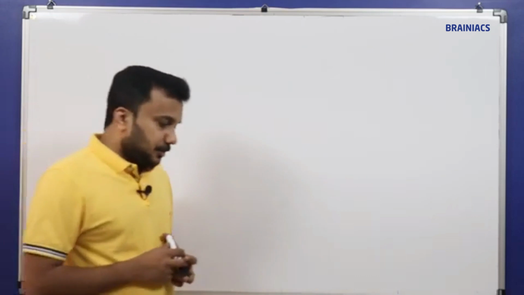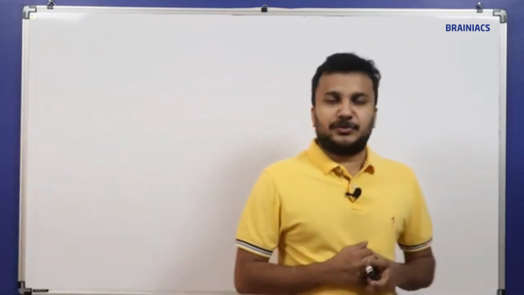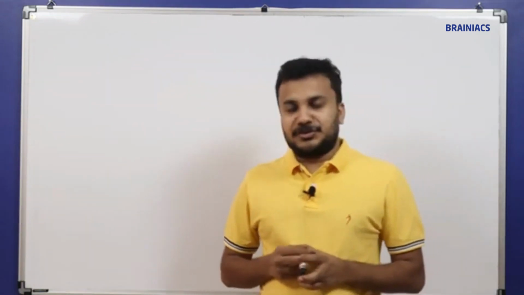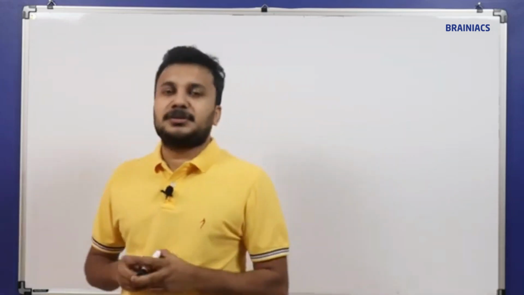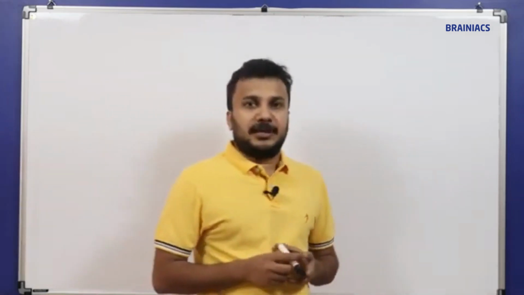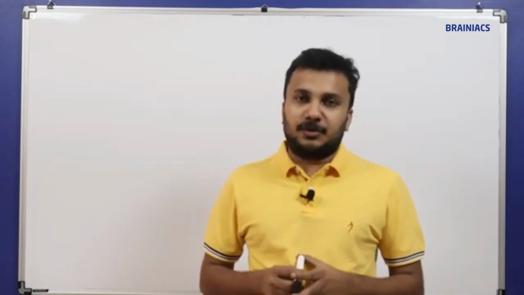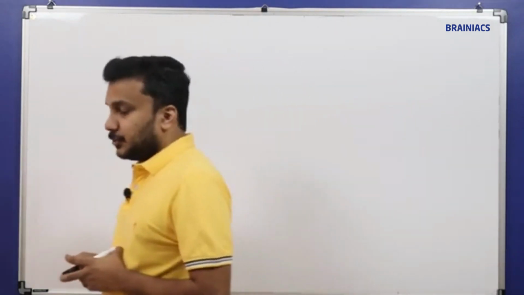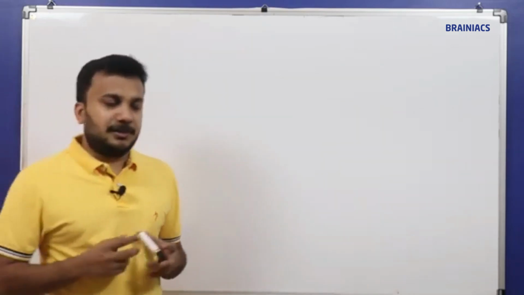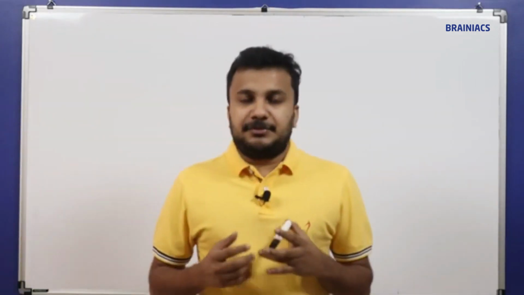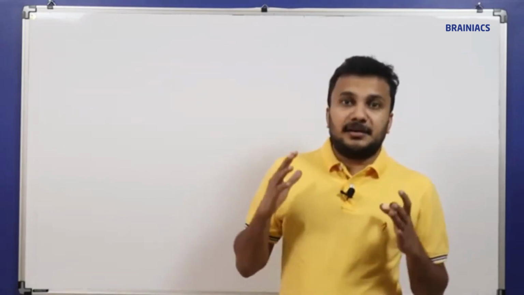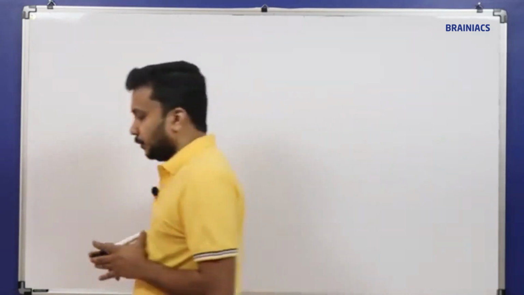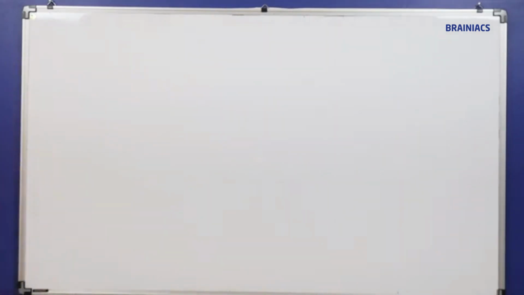Last class we studied about Lorentz force. Lorentz force is a combination of electrical force and magnetic force: F_L equals qE plus qv cross B. Today's session, we are going to see what happens to a charged particle if it is moving in a combined electric and magnetic field. Let's go and see the heading.